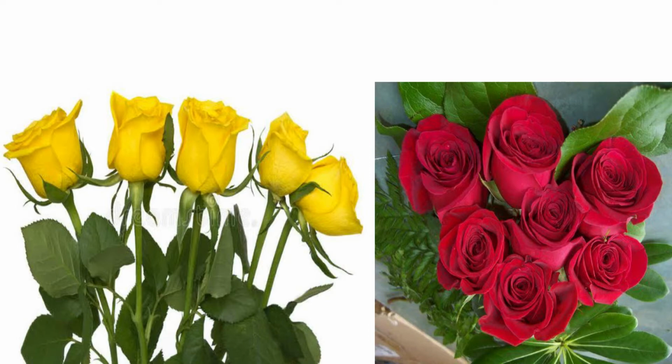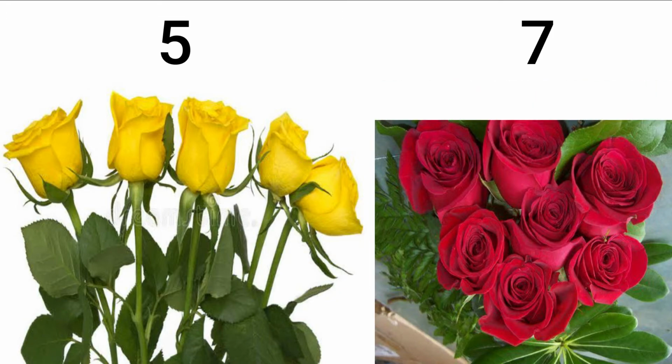How many yellow roses are there? 5. How many red roses are there? 7. Here, yellow roses are lesser than red roses. So, 5 is lesser than 7. The number 5 is lesser than 7. To show 5 is lesser than 7, we have to write lesser than sign in between 5 and 7. See here, children, we have to write like this. 5 lesser than 7.